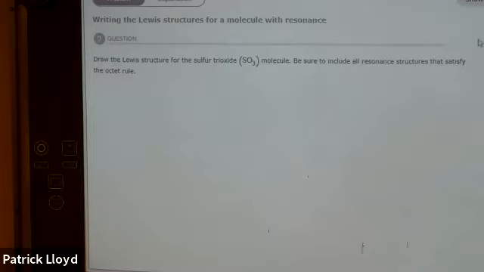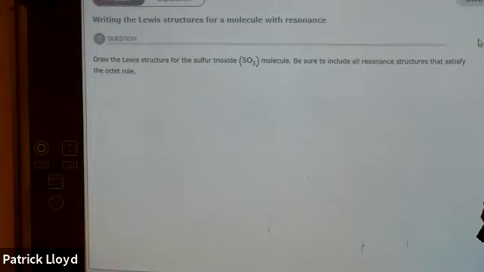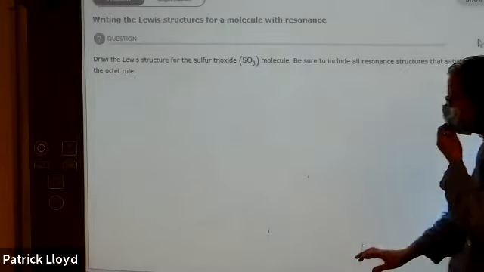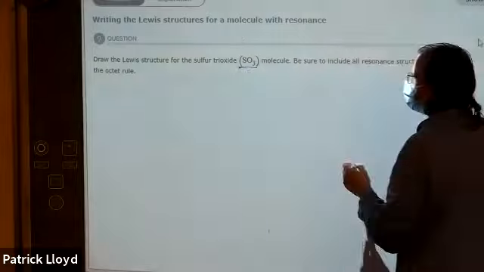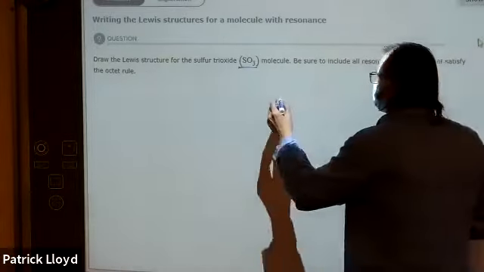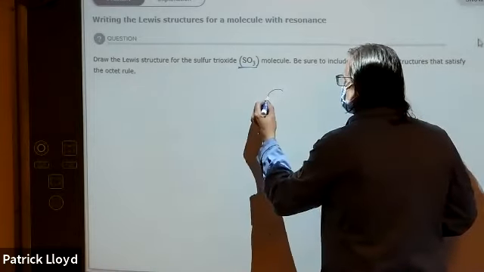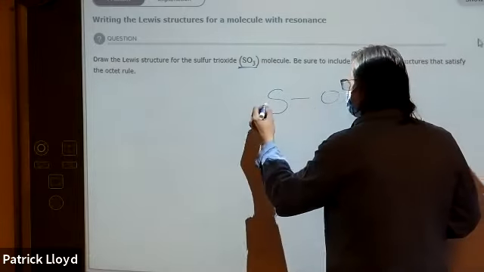Okay, SO3. So this is sulfur trioxide. We're going to draw the Lewis structure for this one, and it says to make sure you include all resonance structures that satisfy the octet rule. So let's begin with the attachments. We have one sulfur and three oxygens, so we put the sulfur in the center, and then we attach three oxygens.